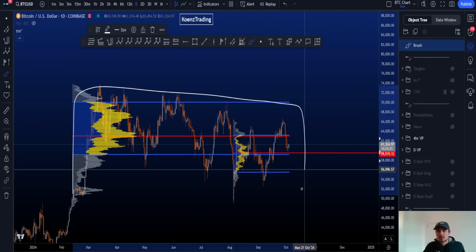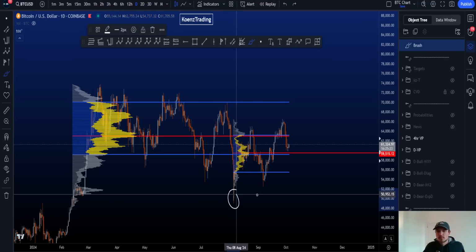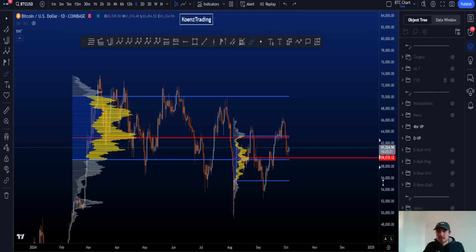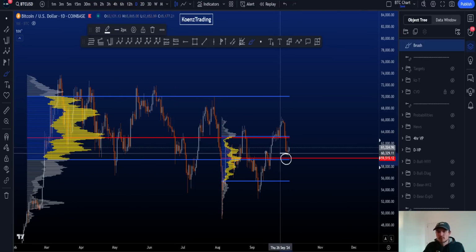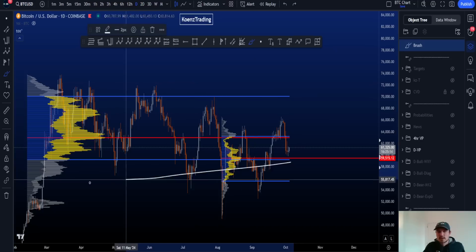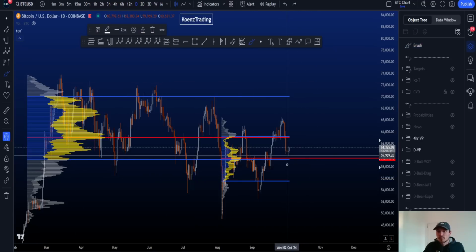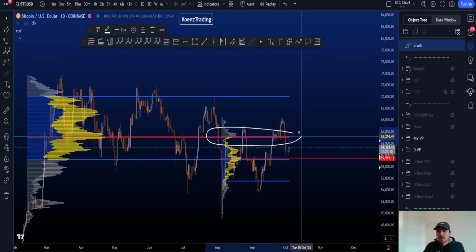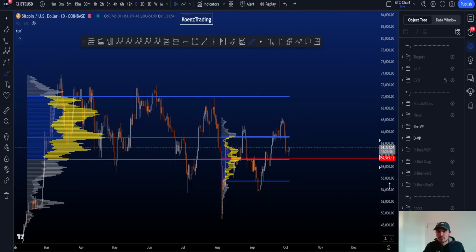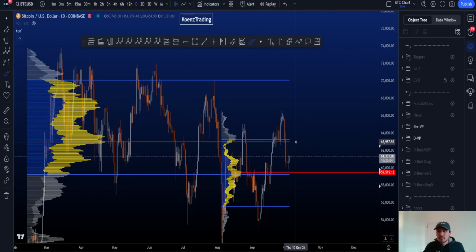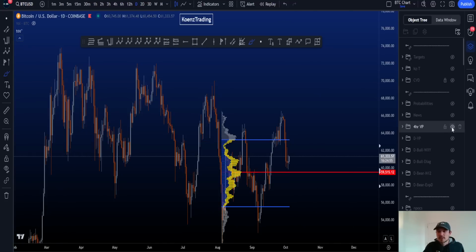One is from the whole range and the other one is from 49k. And what you can see here is a nice confluence between the point of control of the more local volume profile and the value area low of the bigger volume profile, and the value area high of the small volume profile with the point of control of the bigger one. So you can see the resistance to the upside here between 62.9 and 63.4k and support between 59.5k and 59.2k.